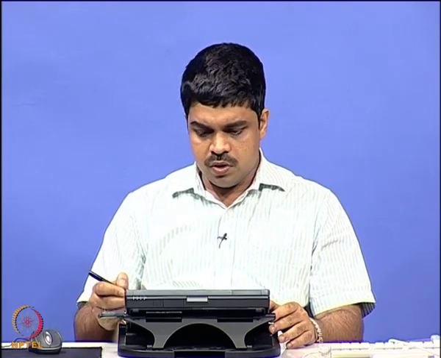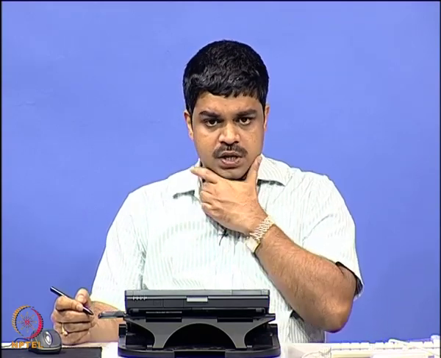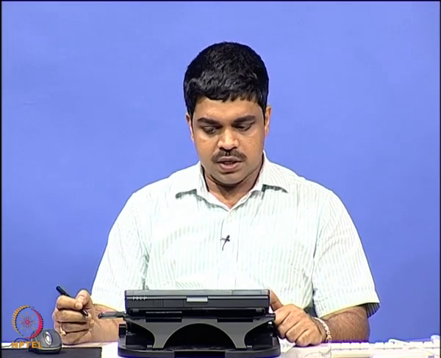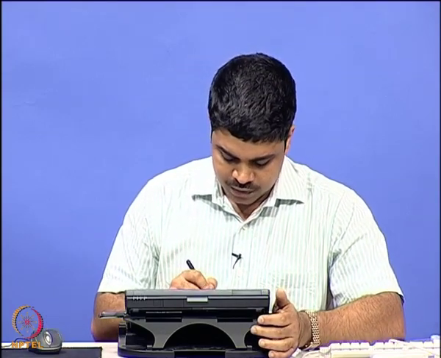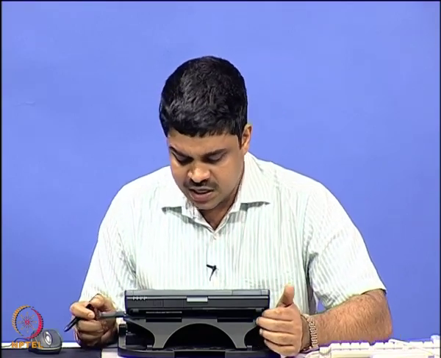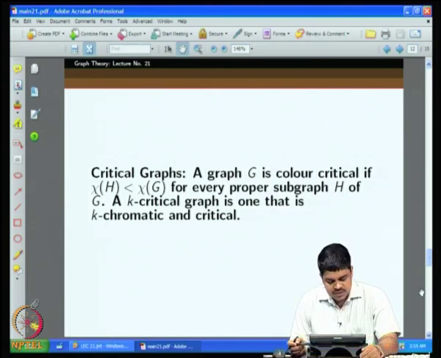So now we will move on. Today what we will consider is a concept called critical graphs. This is also very useful in the study of coloring problems, because many times when you want to do a proof, you can consider a critical graph and try to do something. What is a critical graph? A graph G is color critical if chi of H is less than chi of G for every proper subgraph H of G.